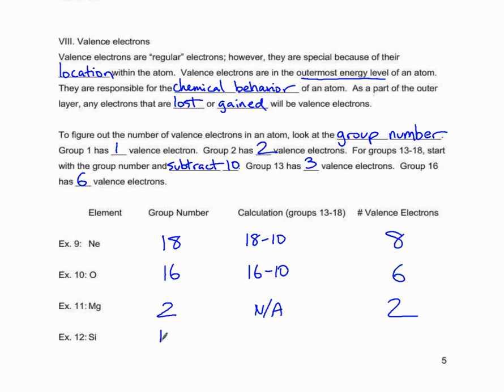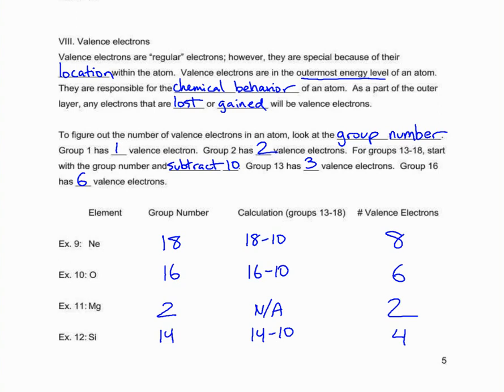Silicon is in group number 14. 14 minus 10 tells us that we have 4 valence electrons for silicon. And this works for any of what we would call the main group elements. And the main group elements would be groups 1 through 2 and 13 through 18.